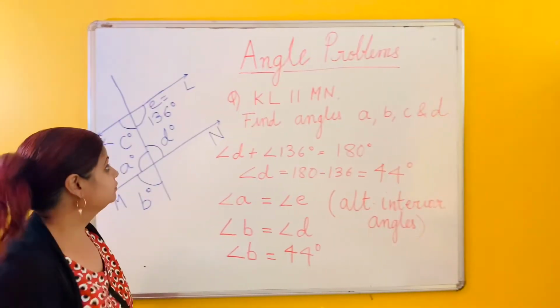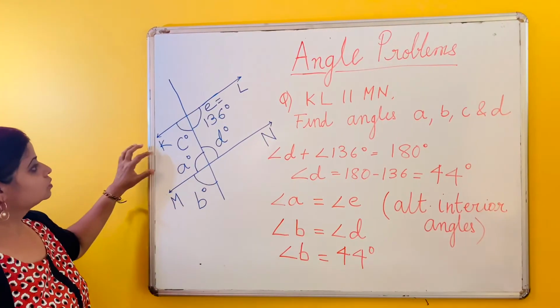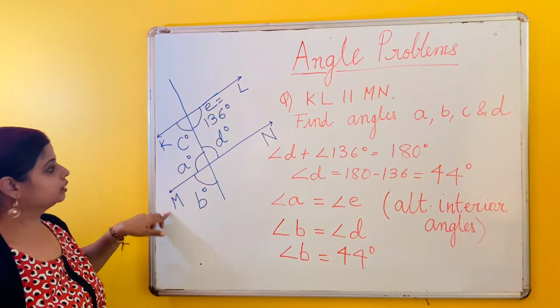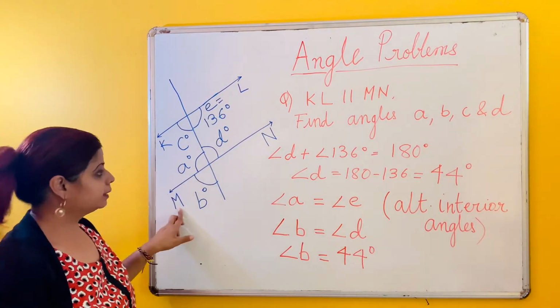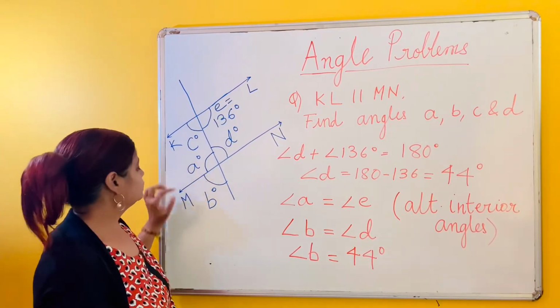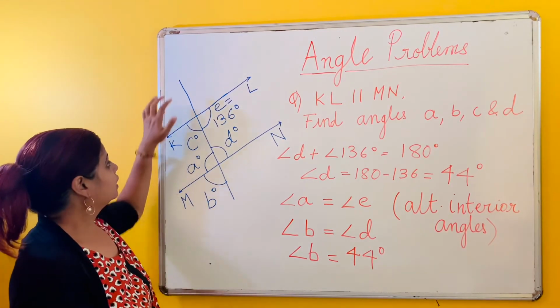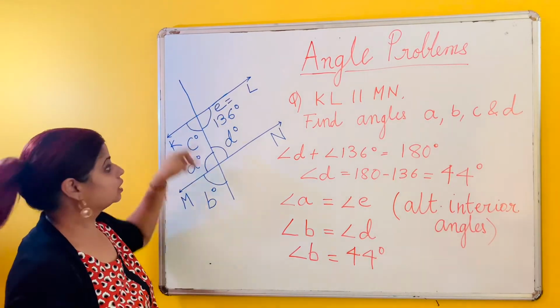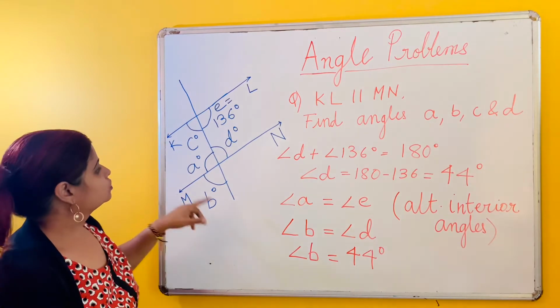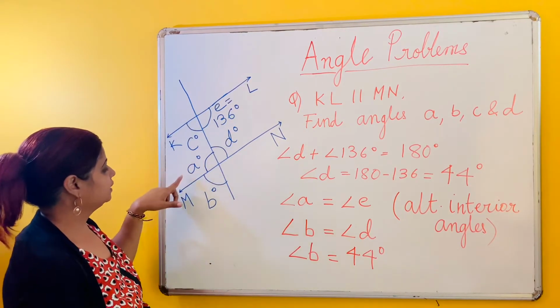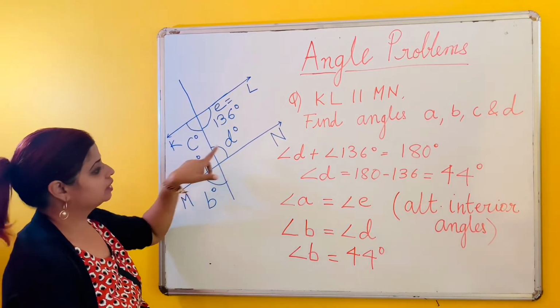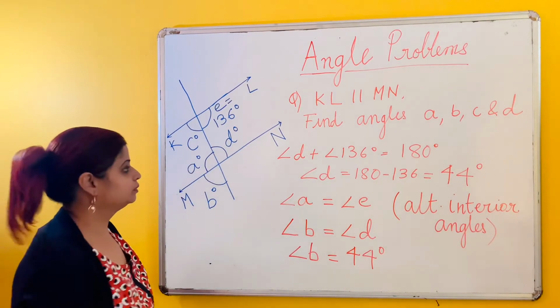So we are here with one angle problem. These are two lines, KL and MN. These two lines are parallel, and this is a transversal which is cutting across these two lines. In this figure you have to find angles A, B, C and D. So how will you attempt this?